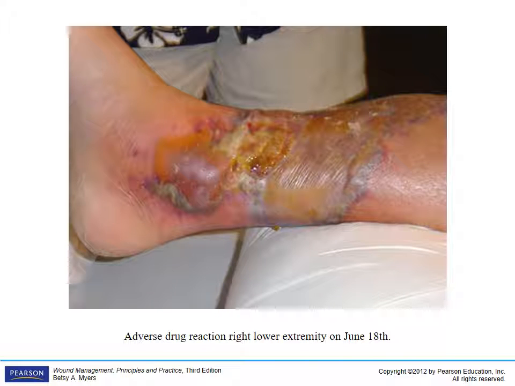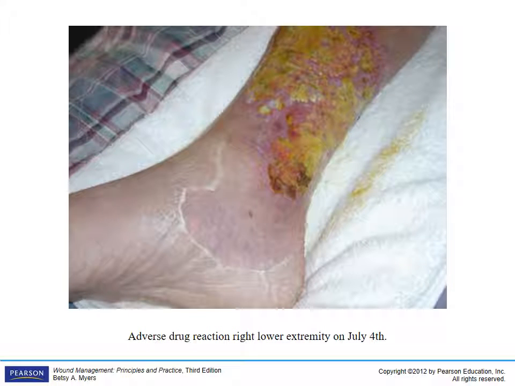And another day, you see more blistering. All of that that was purple looking is now turning into blisters, and the opening is getting larger. On July 4th, you see that this skin has completely sloughed off, and now there's a lot of necrotic tissue on there. And then you can also see that there's the epidermal layer that has come off in a larger area.